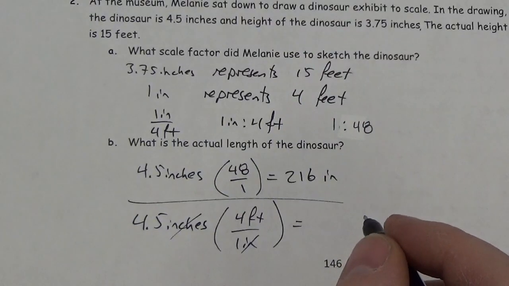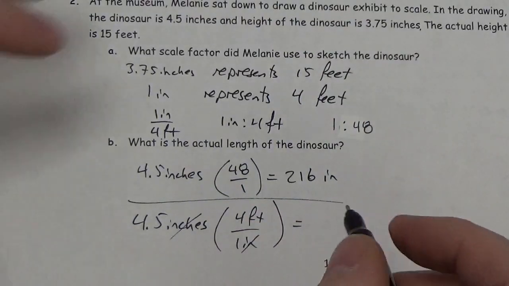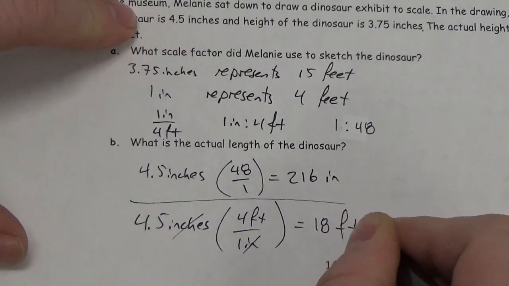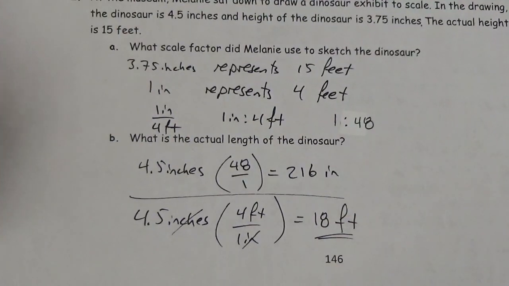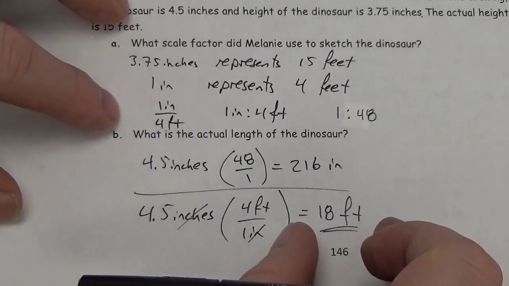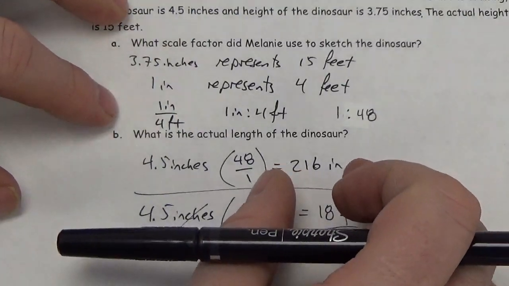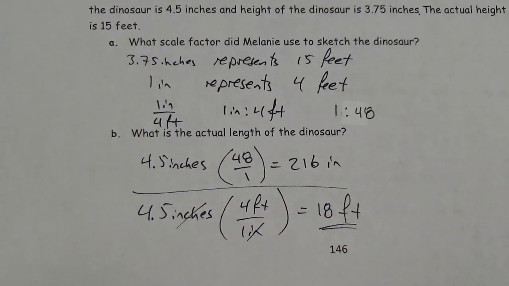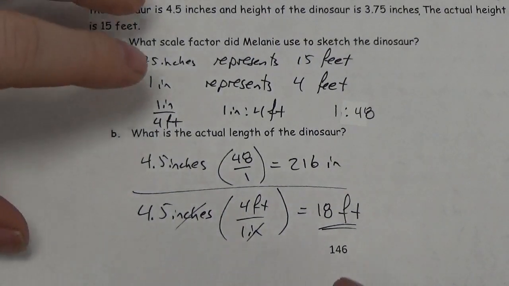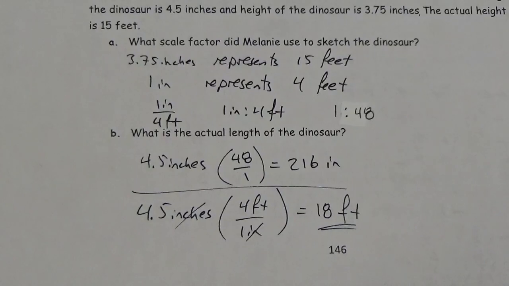And so 4.5 multiplied by 4 is 18 feet. Okay, that actually communicates a little bit more to me, because I have a better sense of how big a foot is. I mean, I know what an inch is, but to conceptualize 216 inches, I'm not clear on what that is. But 18 feet, I have a much better idea of what that means.